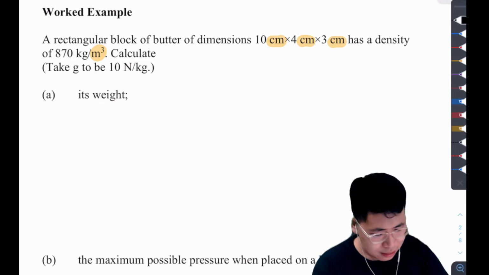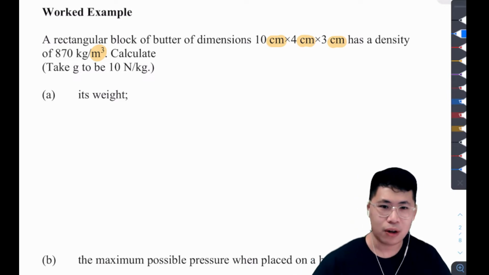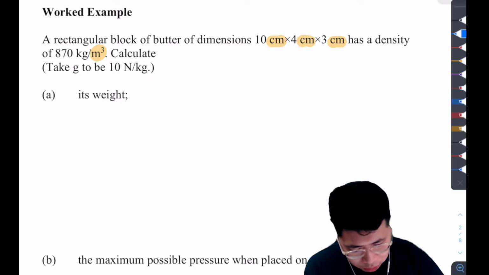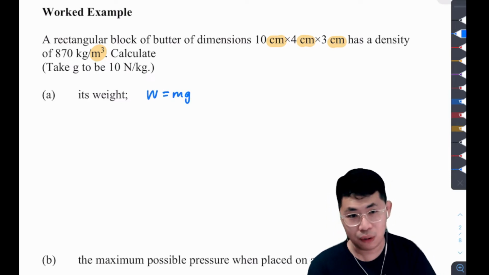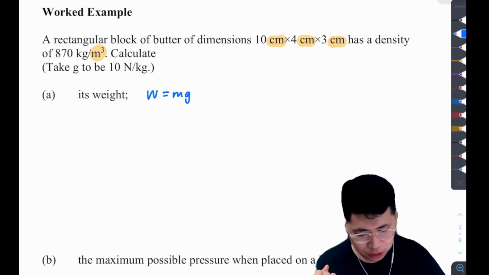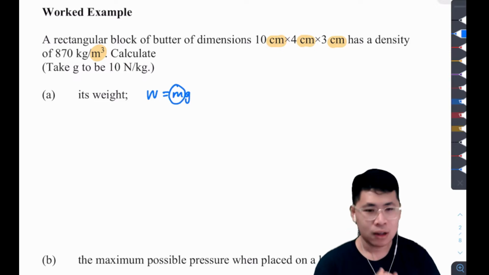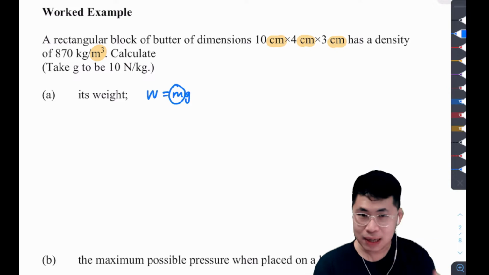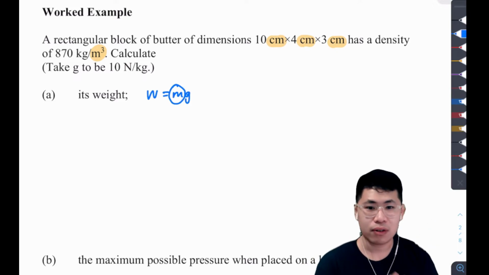So let's have a framework on how to work on this kind of extended problem. First we want to find out the weight. Weight is equal to mg. This is the formula that we know for weight. Do we have g? Yes, g is 10 on Earth. Now, the problem is actually m. Where can we find the mass from? Is there any other mass given? We don't have any information of the mass given.